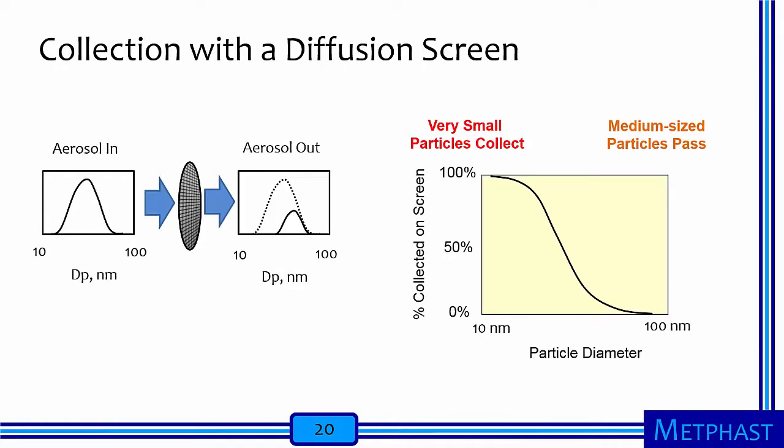Diffusion can be used to remove small particles by passing a particle-laden airstream through a screen. Brownian motion causes the smallest particles, say with a diameter of 10 nanometers, to jitter more than medium-sized particles, say a 100 nanometer sized particle. The smallest particles, therefore, have a high probability of hitting and collecting on the screen, having a high collection efficiency. In contrast, the medium-sized particles tend to follow the airflow and pass through the screen with low collection efficiency.